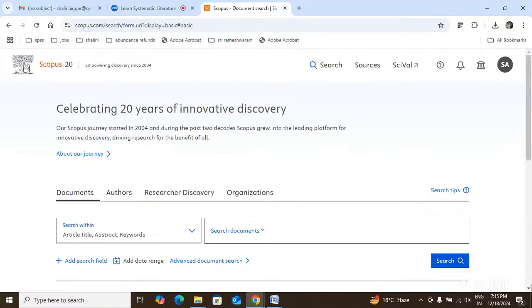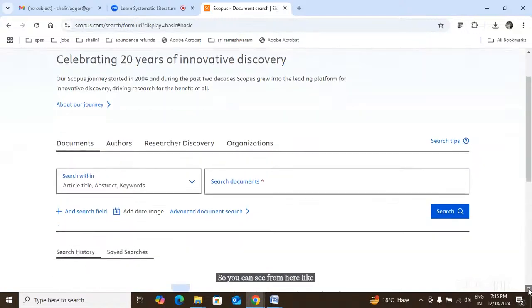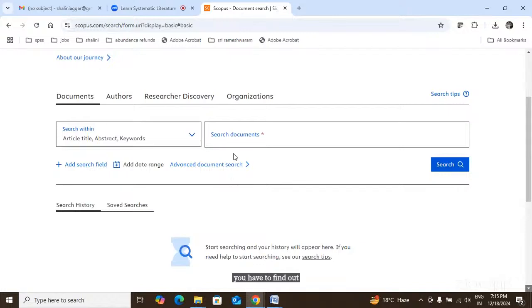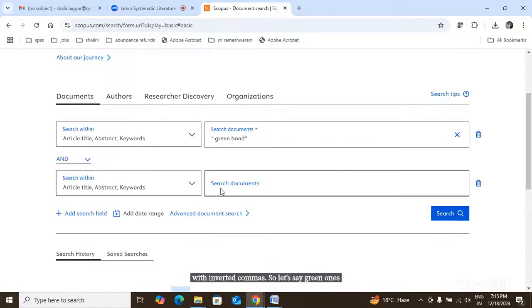So you can see from here, you have to find out the previous papers with the help of this database. And this database is called the Scopus database. So let me write down the keywords with inverted commas. So let's say green bonds is one. Another is sustainable finance.